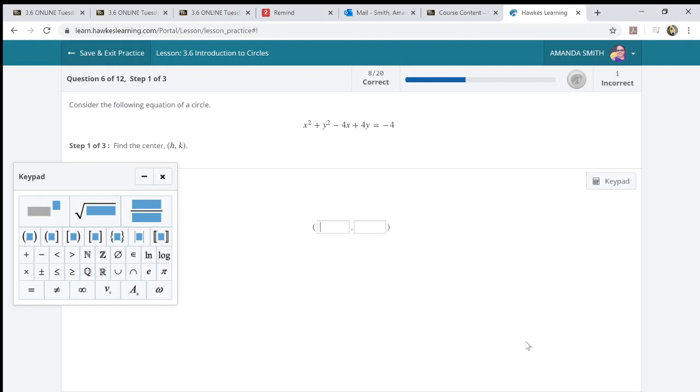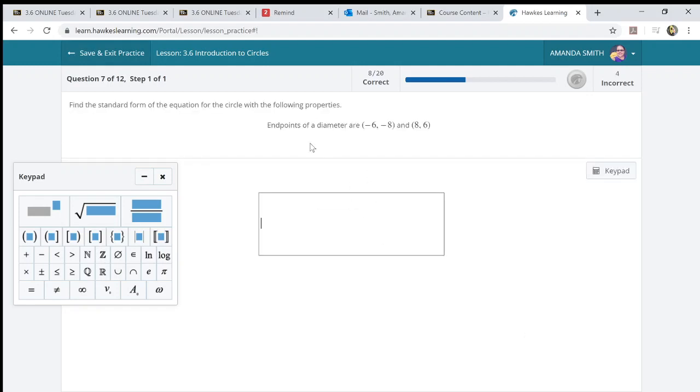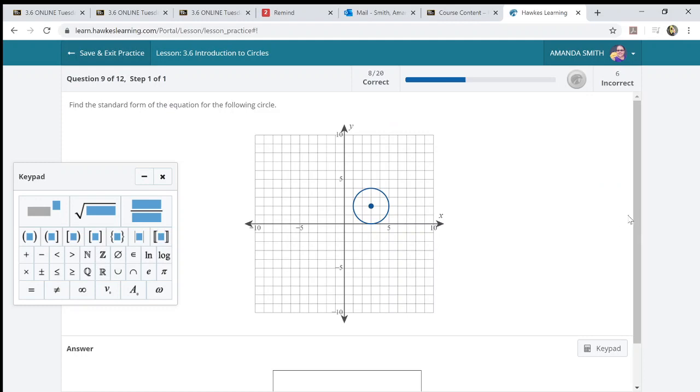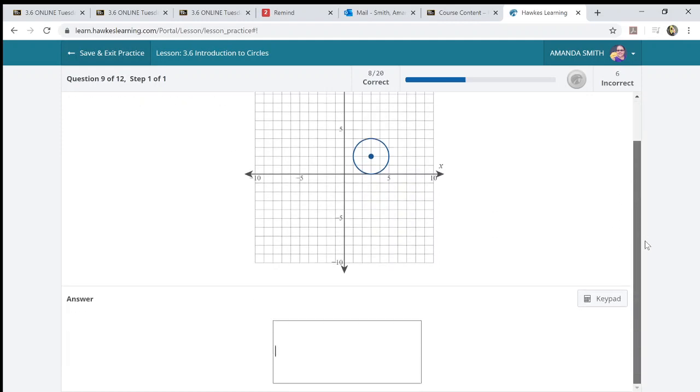Okay, this is another completing the square problem. I don't really want to do it. This is another diameter. I don't want to do that one either. Center passes through this one. Okay. All right, here we are. So this will probably be one of the last ones that I do with you.